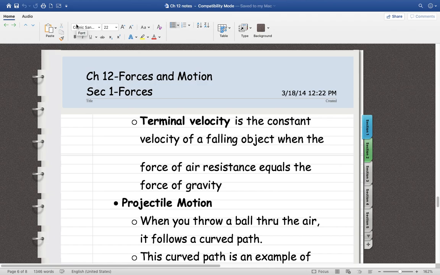So, chapter 12 is forces and motion. Section 1 is forces. We're still on this. We did friction last time, and then we kind of stopped at terminal velocity. I told you what that is, but I'm sure you don't remember.